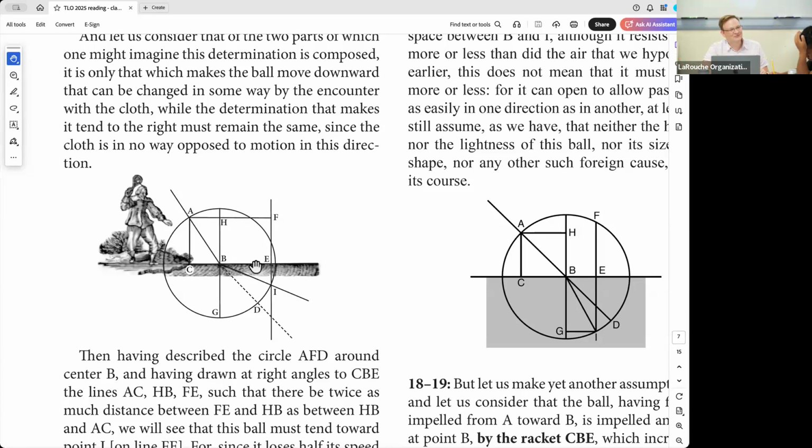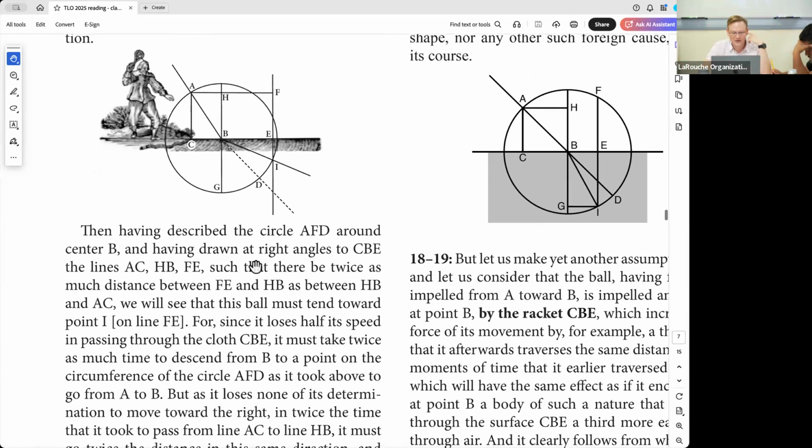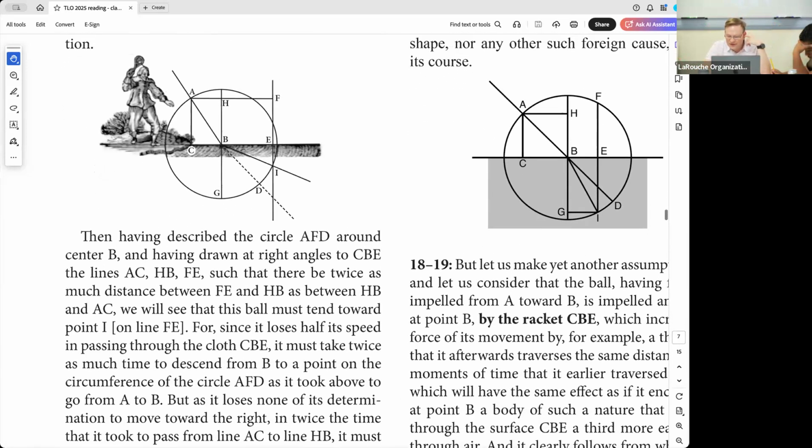Is it like thinking in vectors? Like sort of this old-fashioned. Yeah, it sort of is. But his physical hypothesis is this one that only the downward motion changes. So, okay, a miraculous cloth of zero thickness.